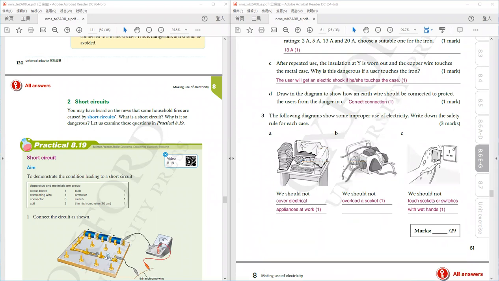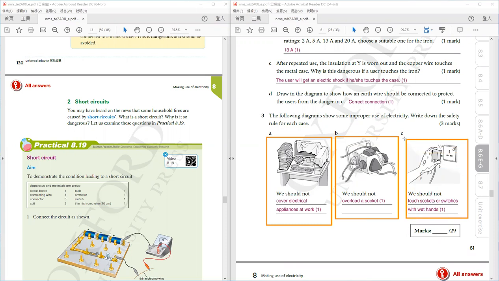Okay, for the last part you can refer to the answer here. We should not cover electrical appliances at work. Let the heat go away. We should not overload the socket. We should use these electrical appliances with a dry hand, not a wet hand.